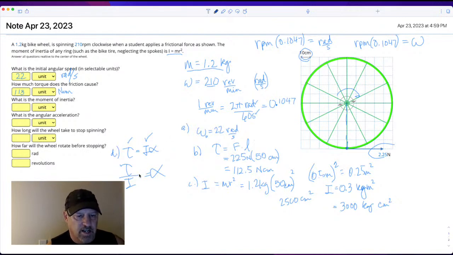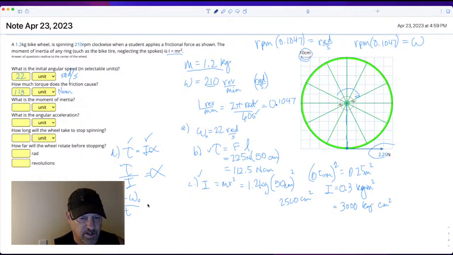So torque over I. That was my wife calling, she's on her way home. So alpha equals torque over I. We'd have torque here and we'd have I here, so whatever your torque divided by I is would give you alpha for that part. And then how long will the wheel take to stop spinning? So alpha, acceleration, equals omega final minus omega initial over t. And we're trying to find out how long it will take.